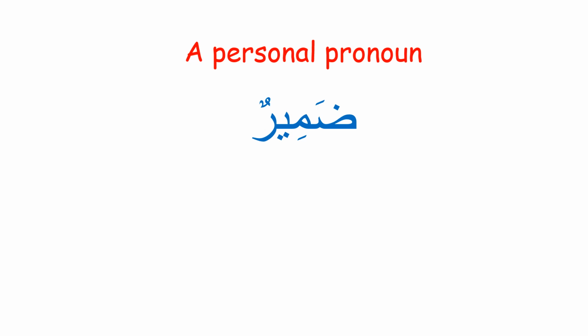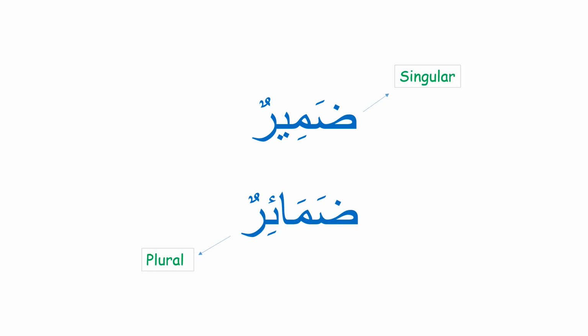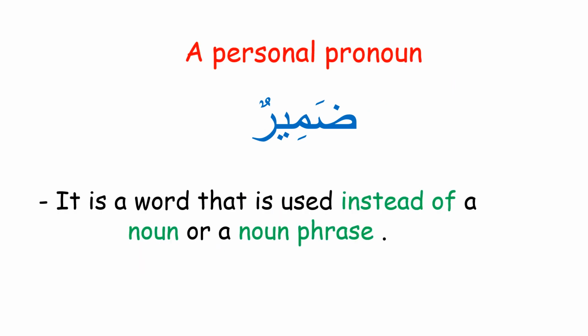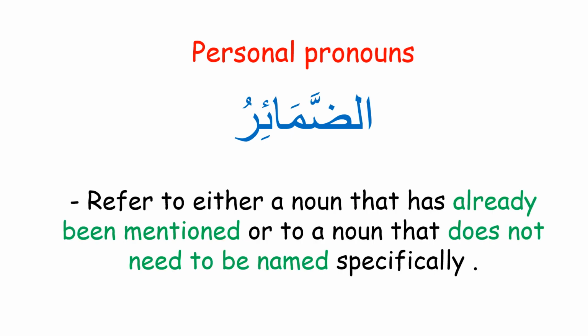Well, a personal pronoun is called ضمير. One more time, ضمير. And the plural form is ضمائر. So we do call it in Arabic ضمير. And it is a word, sometimes even one letter in Arabic, as we will see in the last lesson of this series, that is used instead of a noun or a noun phrase.